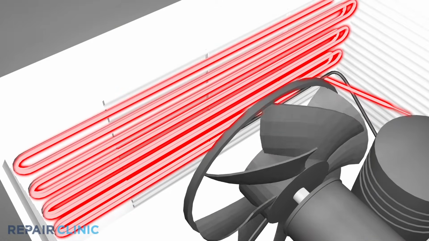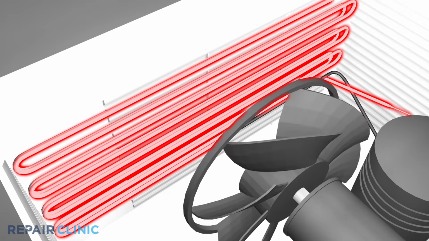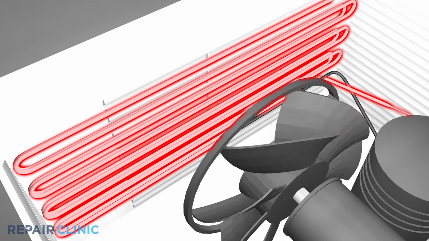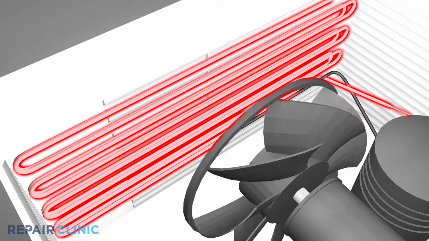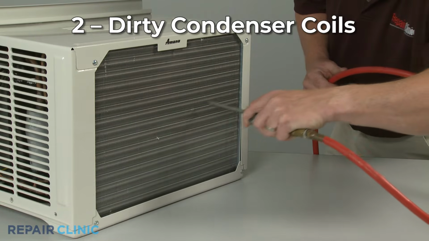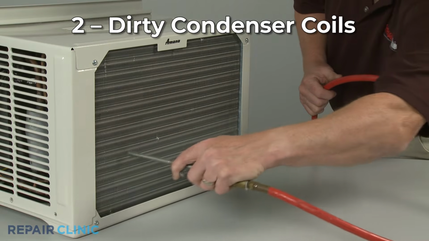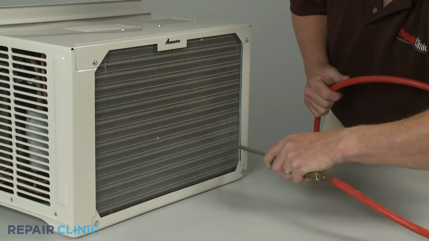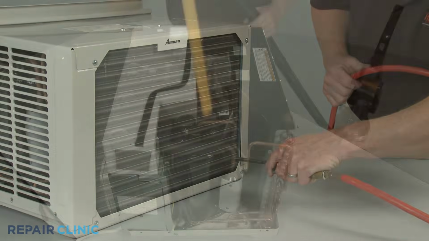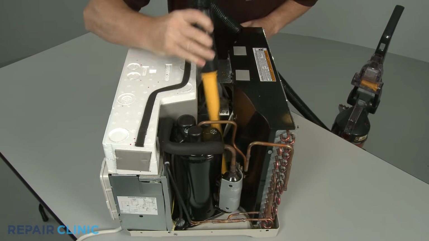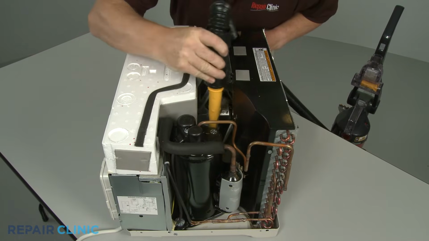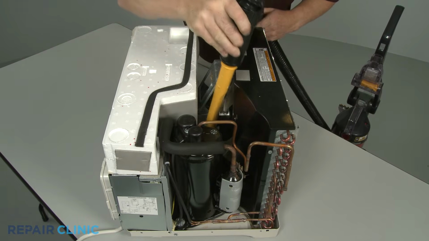As part of the cooling system, the AC unit's condenser coils dissipate heat as refrigerant passes through them. Over time, dirt and debris can build up on the coils, making the air conditioner less efficient at cooling. We recommend cleaning the coils periodically by using compressed air to dislodge the debris and a vacuum with an attachment to clean the inside of the cabinet.